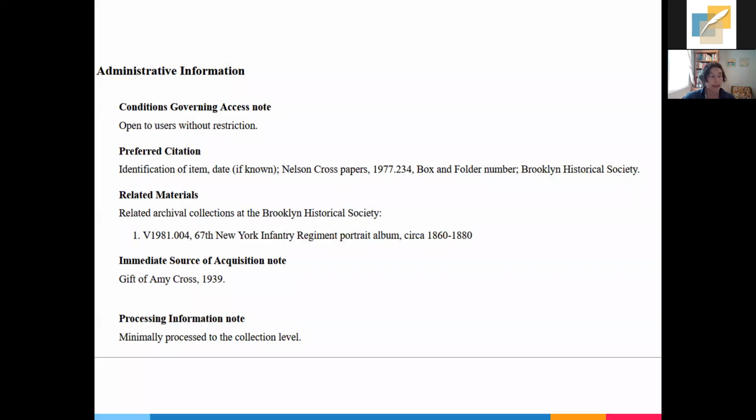And lastly, I wanted to point out this administrative information at the end. It has our required conditions governing access note, which is great that it's open and accessible without restriction. And it also has a processing information note. So this is what we were just talking about, right? This collection is minimally processed at the collection level. It's kind of nice to know that the archivist went in with that intention when they created this description.